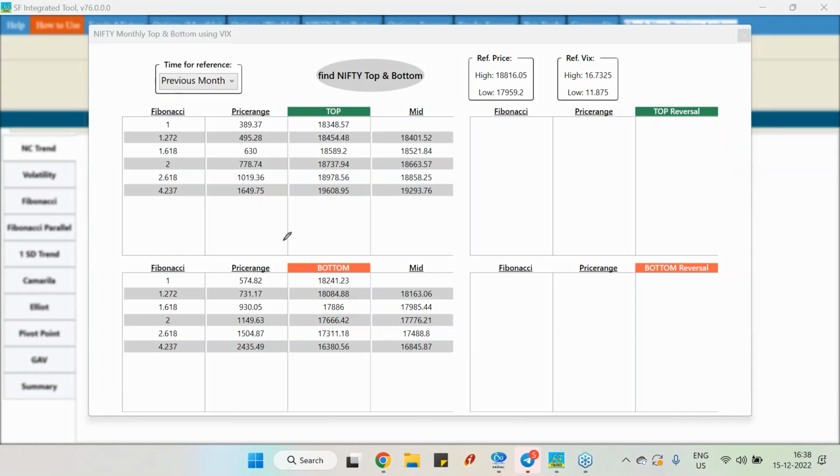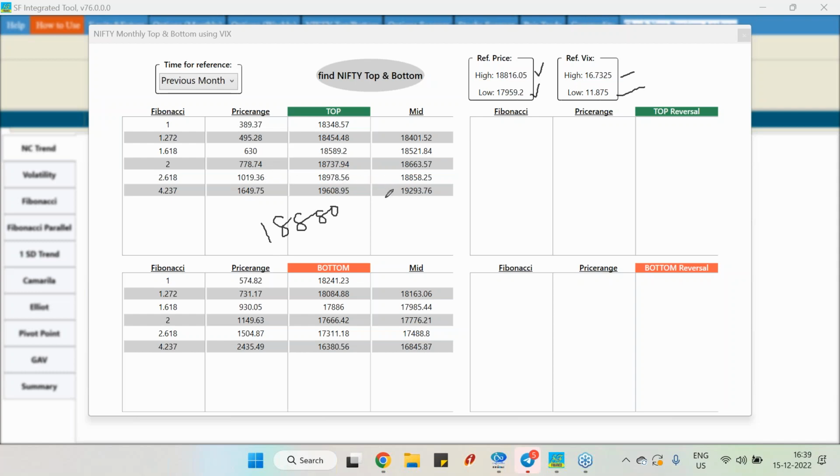Nifty has made a high of 18,880 this month, if I am not wrong. Last month it made 18,860, and the low was 17,960. This is being calculated taking as reference the highest VIX and lowest VIX of the last month, and using the Fibonacci ratio to calculate these levels. How you calculate it, I will show you in the video. That video is already there on my YouTube.